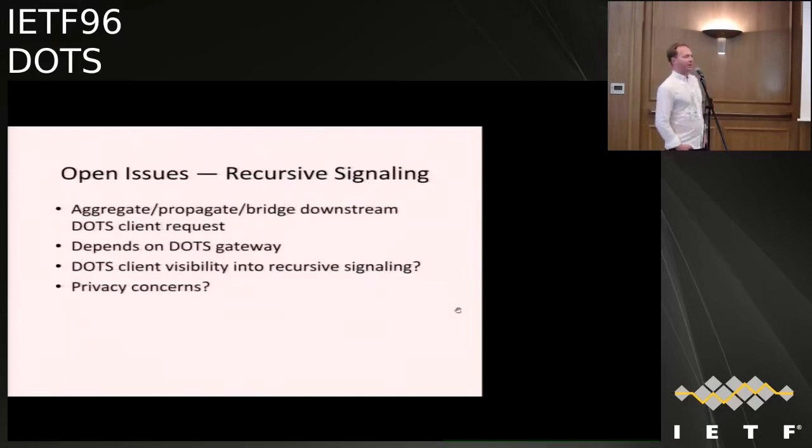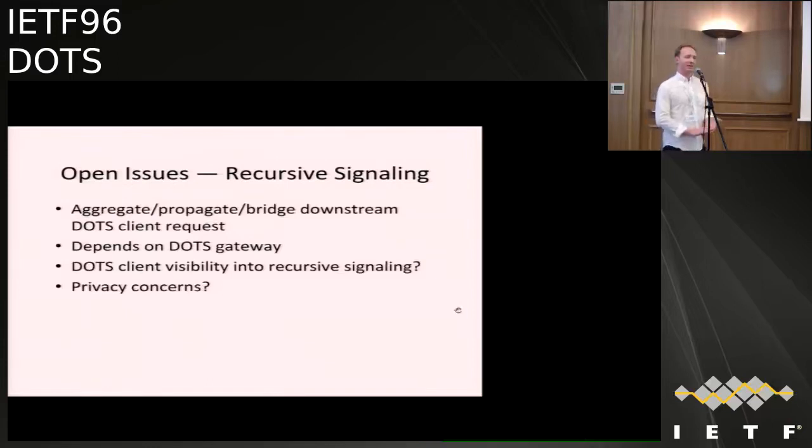All right, so recursive signaling is what we're now calling gateway signaling. This is a place where you have deployed a DOTS gateway, so you have downstream DOTS clients, potentially your DOTS servers back to back with a DOTS client, and you have an existing relationship with another entity that speaks DOTS, another domain that speaks DOTS.